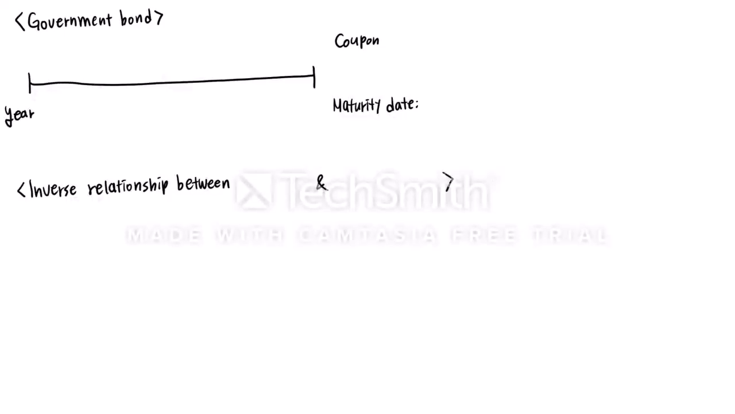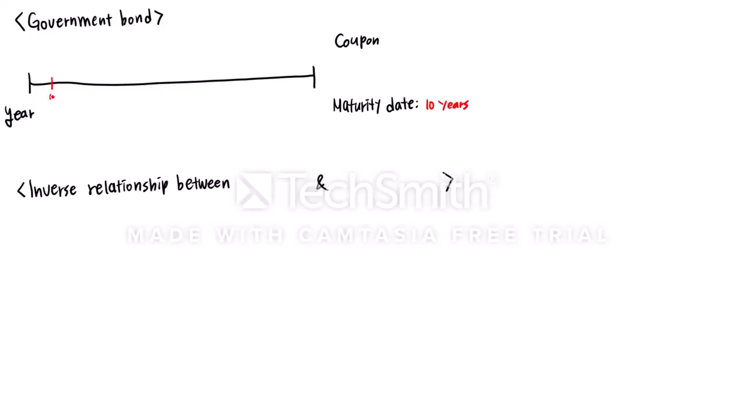In this work example, we're gonna visualize the concepts we learned in the previous video. Let's first see how the government bond works. Let's imagine a government bond with its maturity date 10 years.